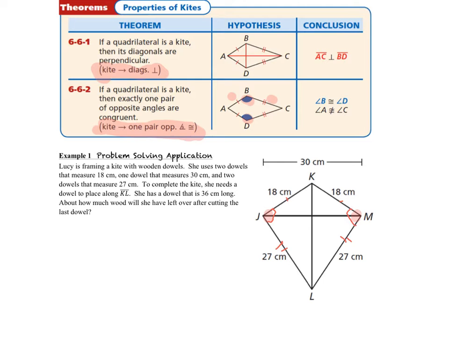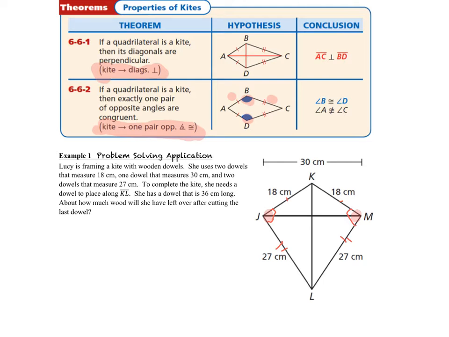Okay, Lucy is framing a kite with wooden dowels. She uses 2 dowels that measure 18 centimeters, 1 dowel that measures 30 centimeters, which is the length of JM, and 2 dowels that measure 27 centimeters. To complete the kite, she needs a dowel to place along KL. She has a dowel that is 36 centimeters long. About how much wood will she have left over after cutting the last dowel?